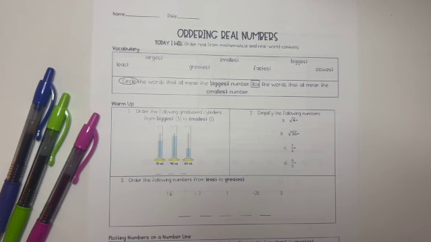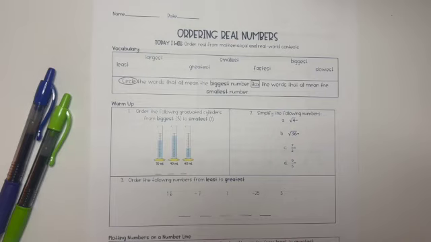Today, students are going to order real numbers from mathematical and real world contexts. So the first thing you're going to do is have students do a quick refresher to say, what do I remember about the words that I'll see coming up in the word problems?